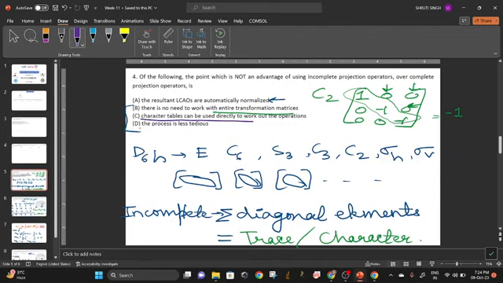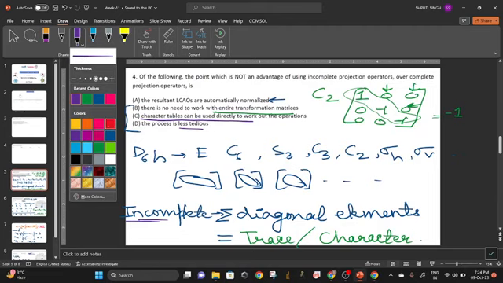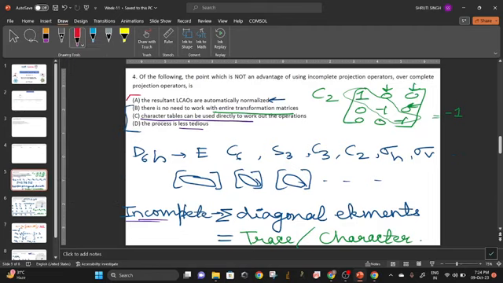And yeah, T point is also an advantage because the process is less tedious. We don't have to work out all the elements of all the transformation matrix. We can simply work with characters. So the number of steps involved in these calculations using incomplete operators will be less. So it's an advantage. So only A point seems logical, which is not an advantage. So this is the correct answer.